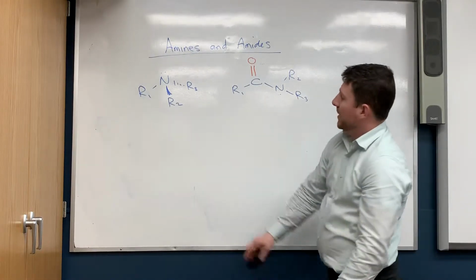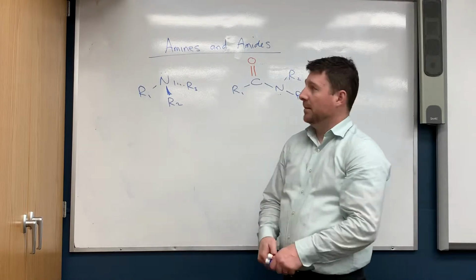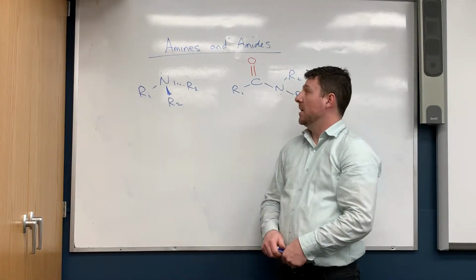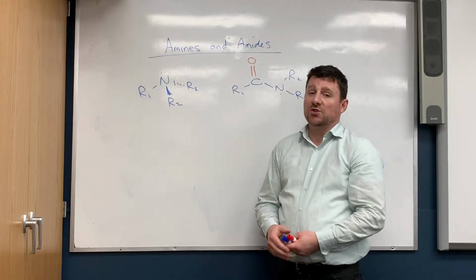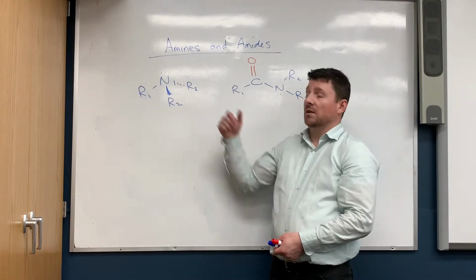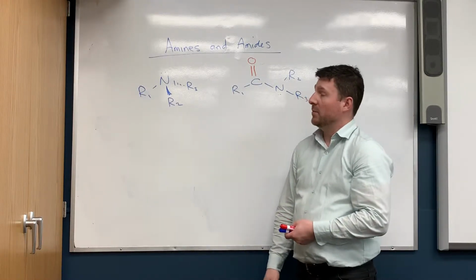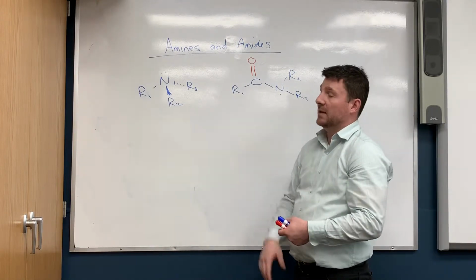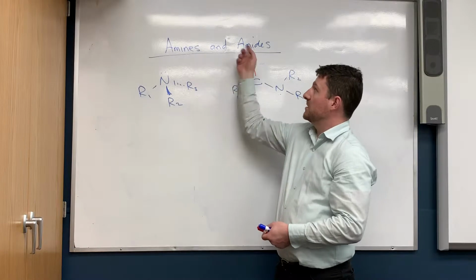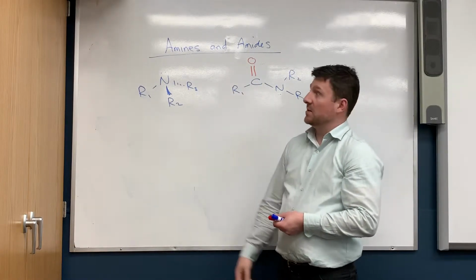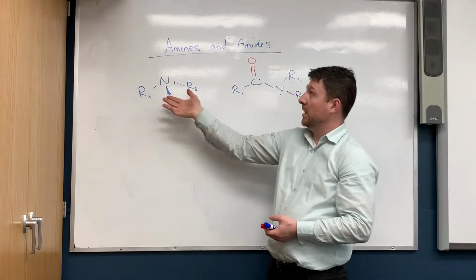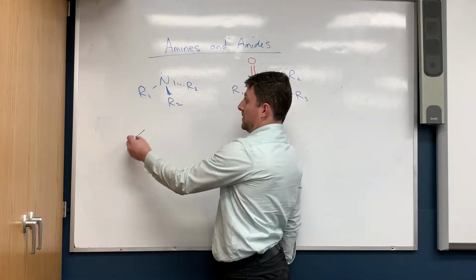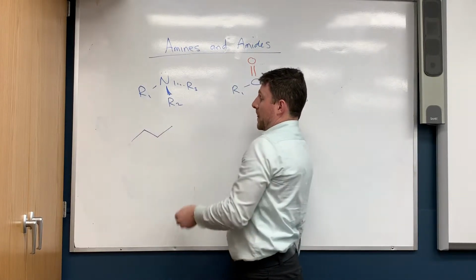So the question is now, how do we go about naming these? We already know that the different functional groups have different suffixes. We find the longest chain that includes the functional group, and then we give the functional group the lowest number, and then that main chain has a certain suffix. Well, the suffixes are easy for amines and amides because the suffix is just amine for amines and amide for amides. So let's look at a quick example.